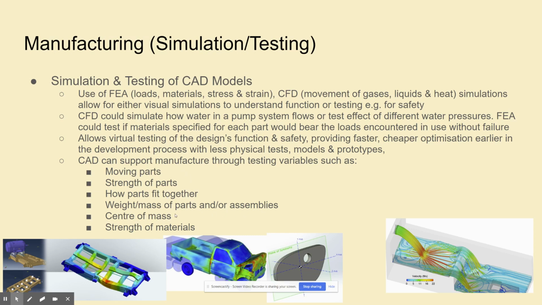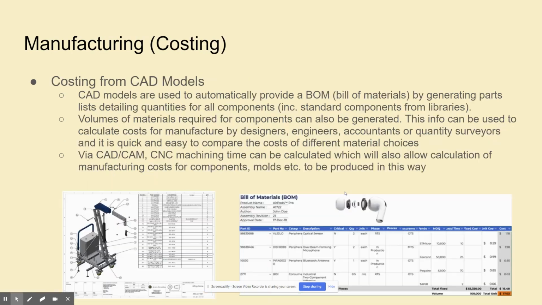It could be the weight, mass. For example, this illustration down here is a center of mass simulation, so it tells us where the center of mass of this part is. That might be useful to understand how well something's going to be balanced. Strength of materials as well. So that's one of the big advantages of using CAD from a manufacturing point of view, is the simulation and testing that can be done in advance of actually manufacturing.